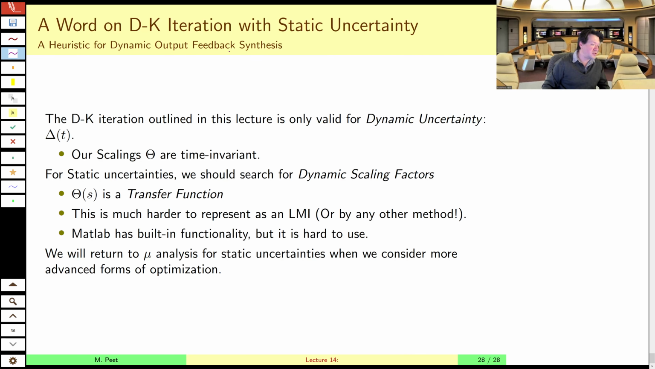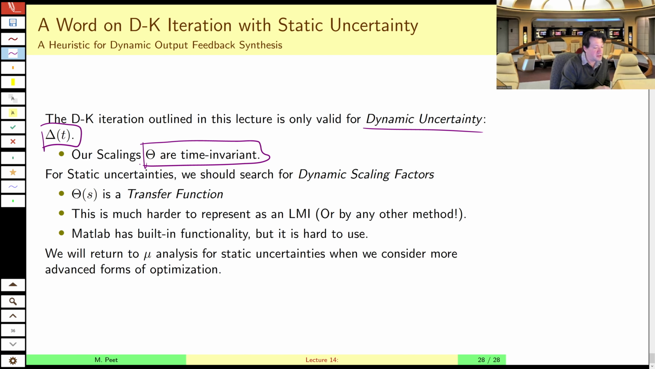Okay, so to conclude, a couple of comments. First of all, the version of D-K iteration we used in this lecture was for dynamic uncertainties, ones which vary with time. If it doesn't vary with time, if it's static uncertainty, then the scalings that we proposed are conservative because all our scalings are time invariant, and so they commute no matter what the time is.